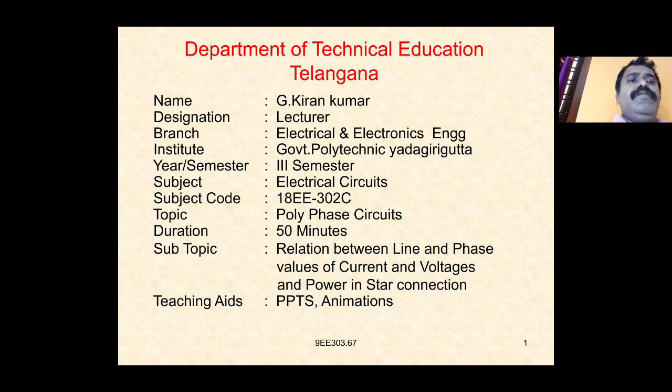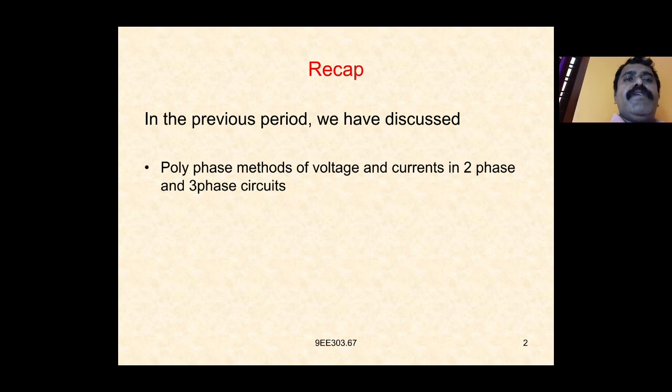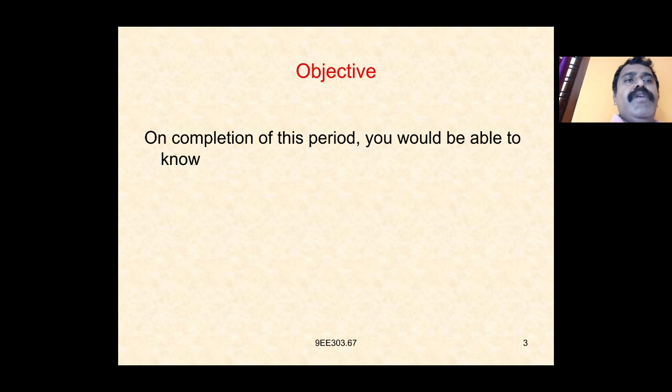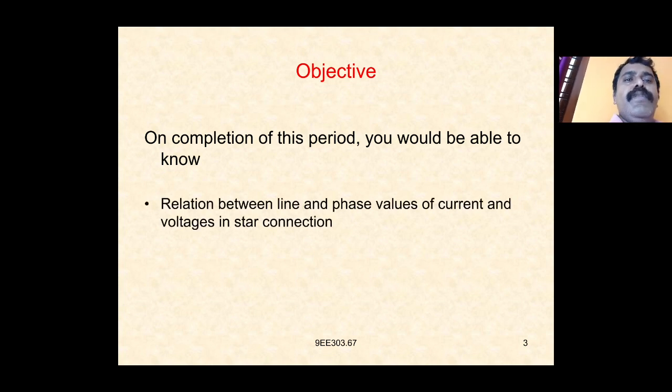Here, the star connection is nothing but the series connection. We know that in a series connection the current remains the same and the voltage is divided. Now we see the relation between the line and phase values of the currents and voltages in the star connection. In the previous period we discussed polyphase methods of voltages and currents in two-phase and three-phase circuits. On completion of this period, you will be able to know the relation between the line and phase values of the currents and voltages in star connection.